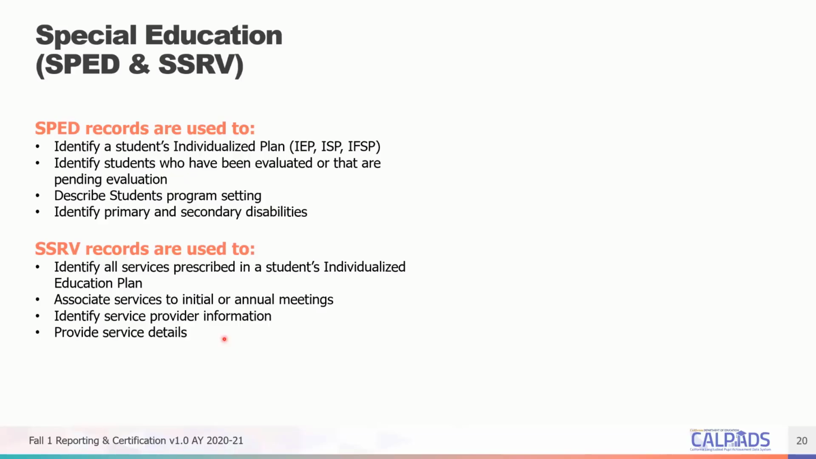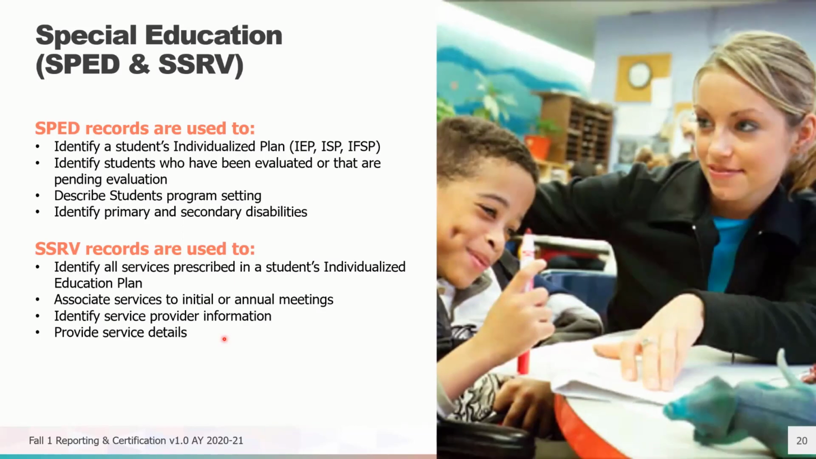And then we have our special education SPED and SSRV. So this helps you report students who are in an IEP, ISP, or IFSP plan. It also allows you to identify students who have been evaluated or that are pending evaluation, and describes the program setting of the students and also their disabilities. That's for the SPED. And then for the SSRV, it identifies any services prescribed in a student's IEP and any associated services for the initial or annual meetings.